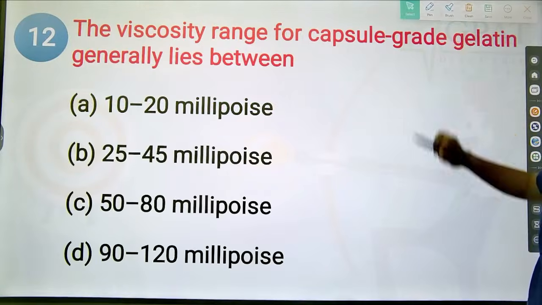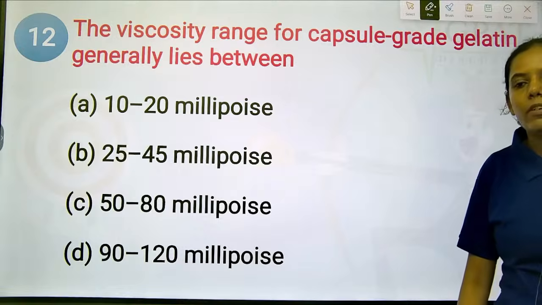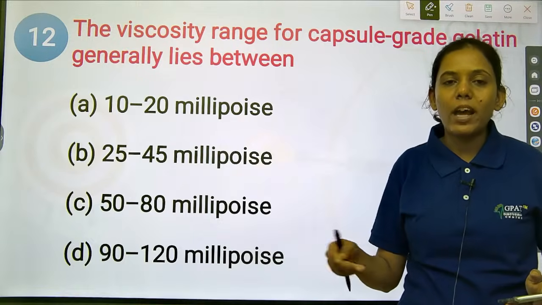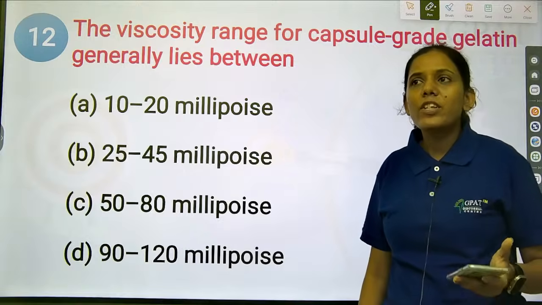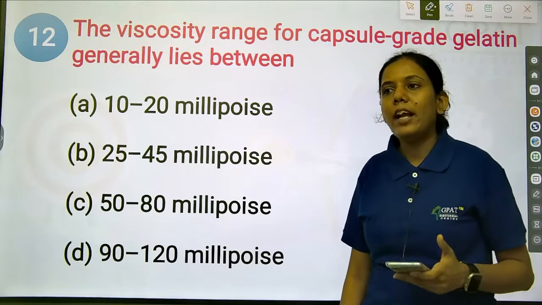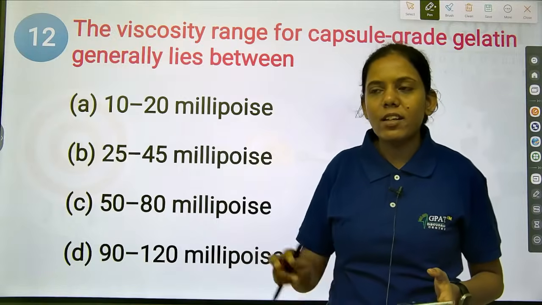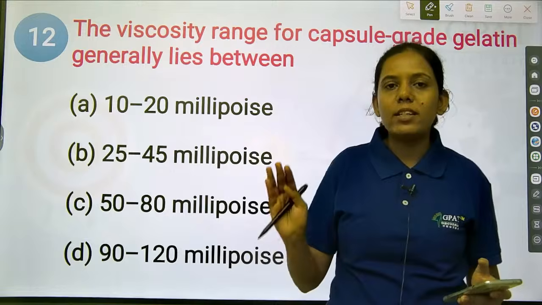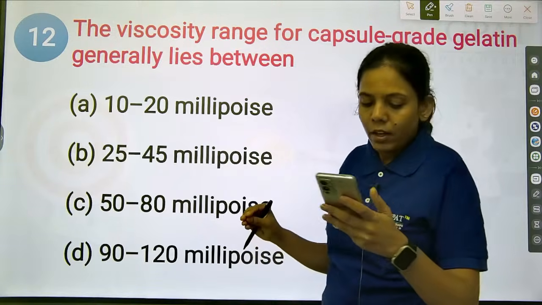Now the viscosity range for capsule grade gelatin generally lies between, as I told you, there is a specific value that this much should be the viscosity of the gelatin. Because viscosity of the gelatin will ultimately tell you the thickness of the gelatin. If it is highly viscous, it will give a very thick shell, right? And if it is having lower viscosity, it will give you lesser thickness. The capsule will not be proper.